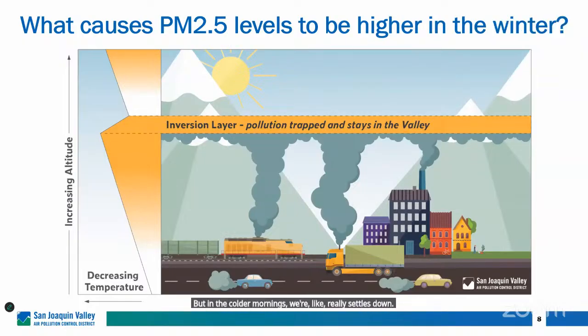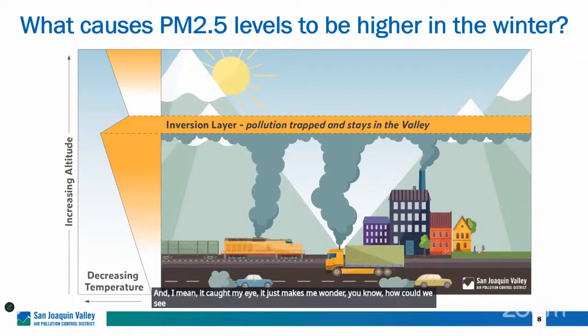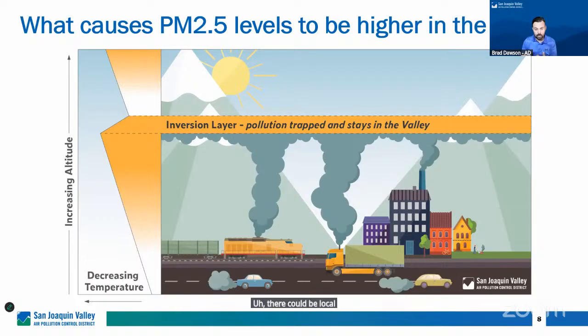It was like 12 o'clock, lunchtime, and I saw a real heavy fog at a location, and I mean it caught my eye. It just made me wonder, you know, how could we see fog on a hot day? There could be a lot of moisture in the soil evaporating due to the sunlight and rising temperatures. Those would be individual, very remote instances.